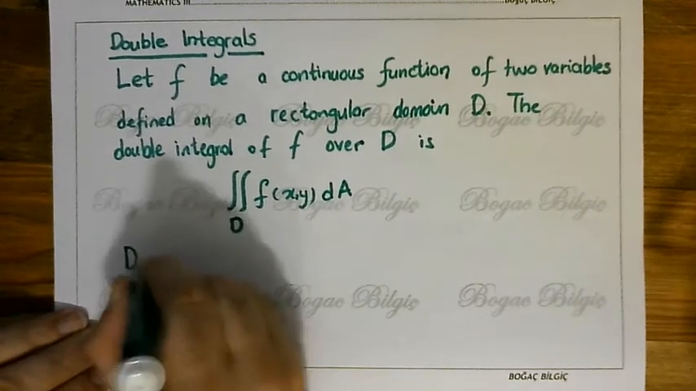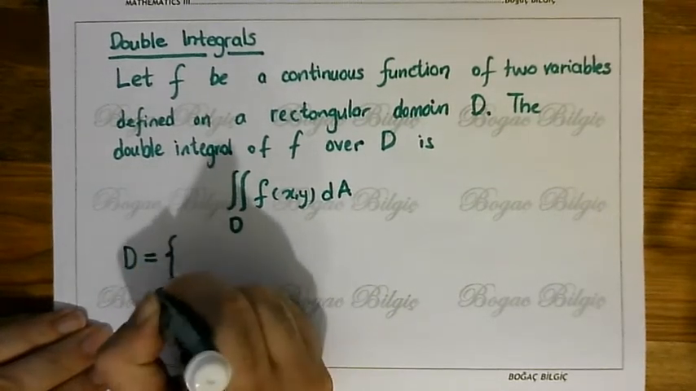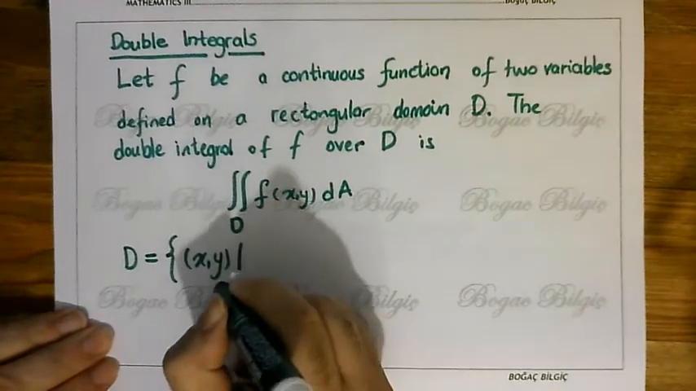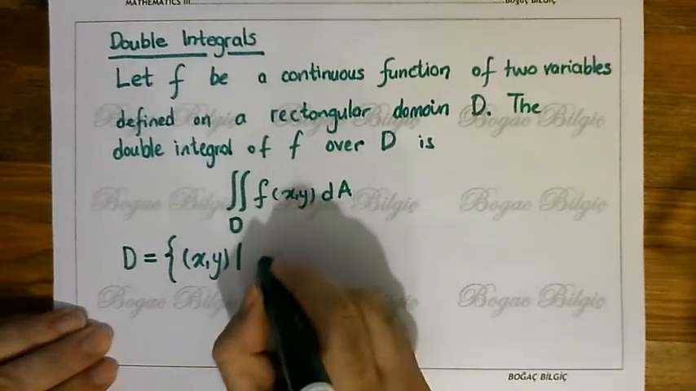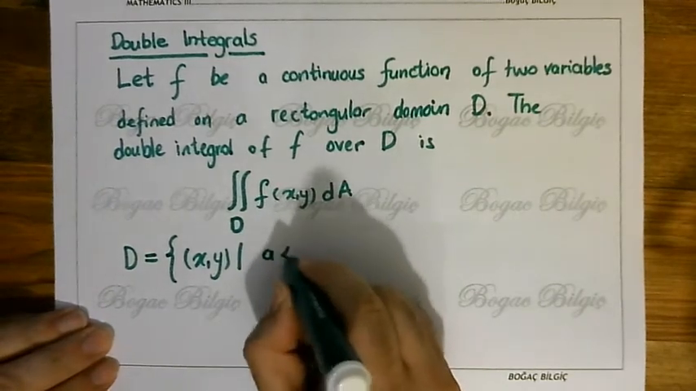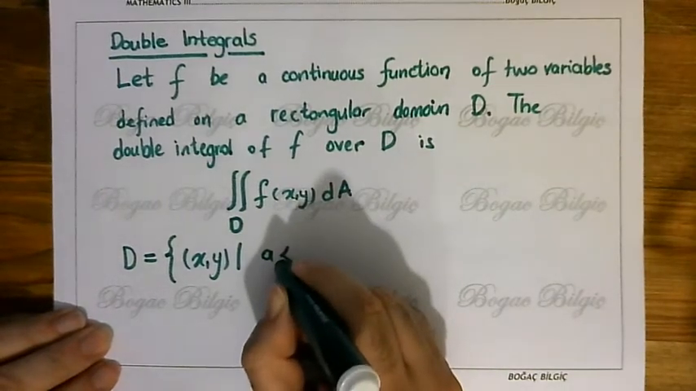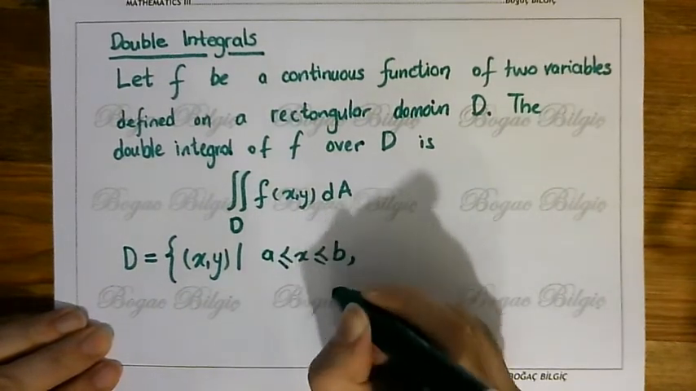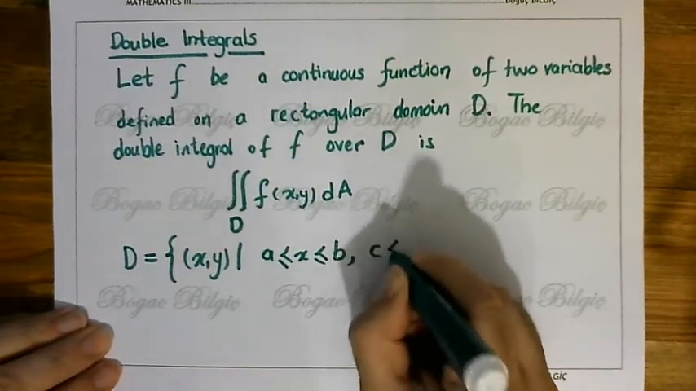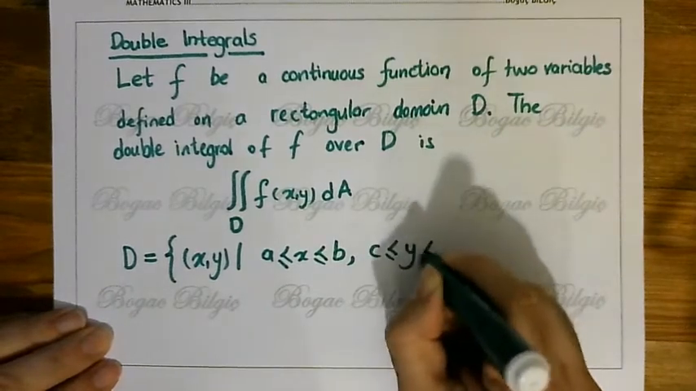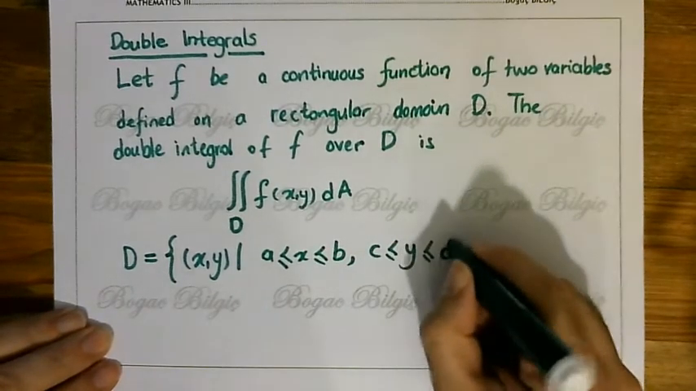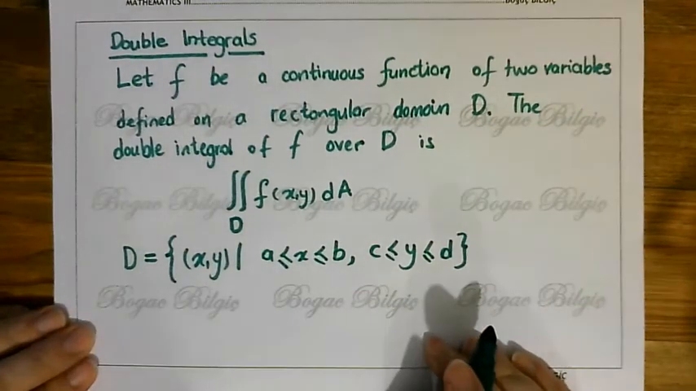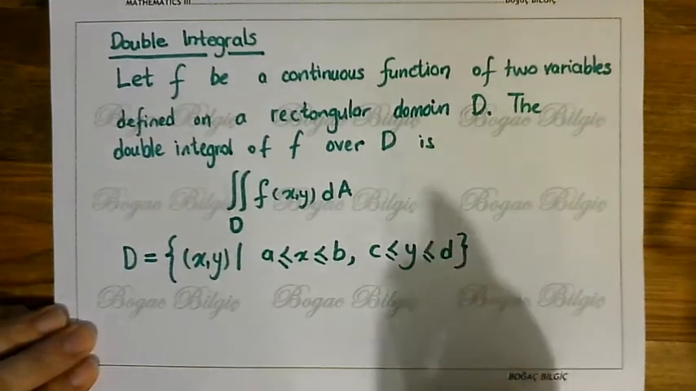D is the set of (x, y) such that a is less than x, and x is less than b; c is less than y, and y is less than d. a, b, c, d are constants.